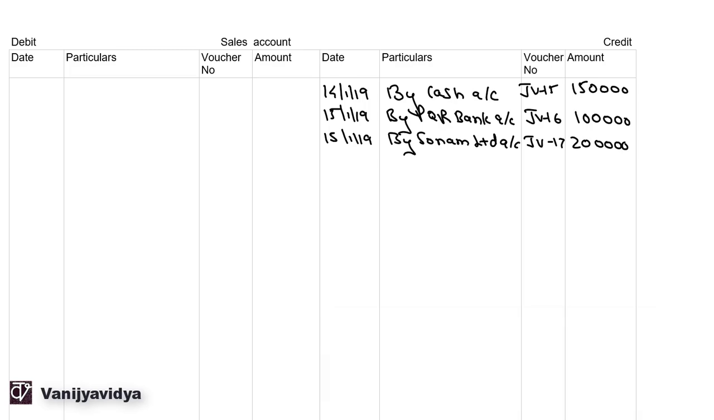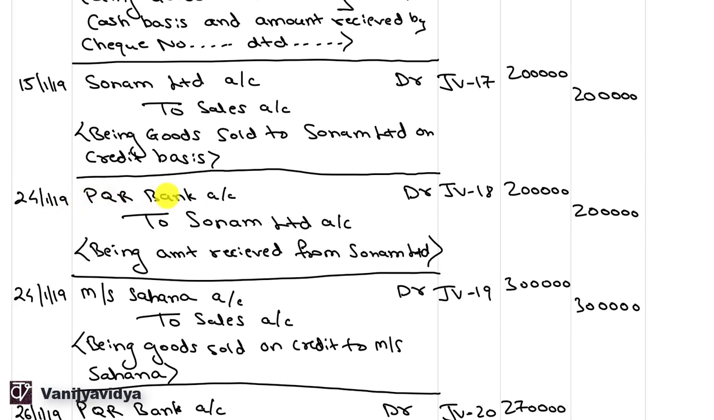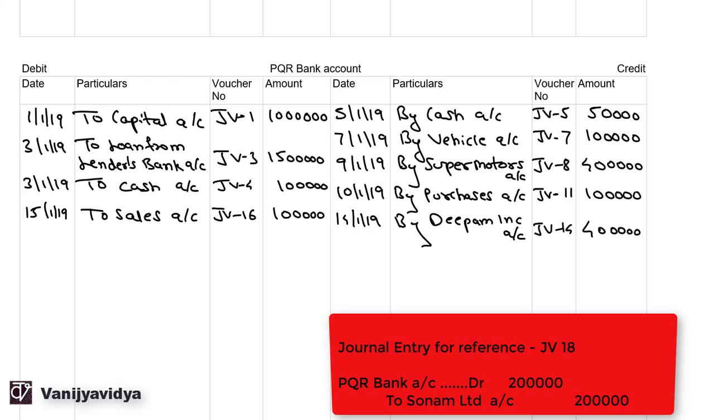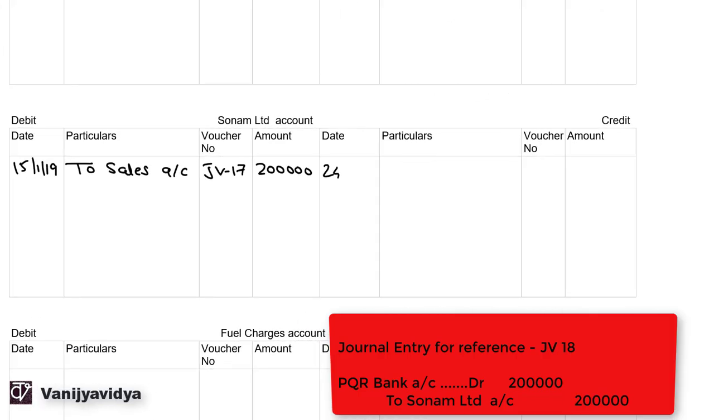Now let's move on to the next journal entry. 24 Jan 2019, PQR bank account debit 2 lakhs to Sonam Limited account 2 lakhs, JV18. Now here one impact will be on PQR bank account debit side and one more impact will be on the credit side of Sonam Limited account. Let's post this journal entry. On debit side of PQR bank account, 24 Jan 2019 to Sonam Limited account JV18 2 lakhs. On the credit side of Sonam Limited account, 24 Jan 2019 by PQR bank account JV18 2 lakhs.